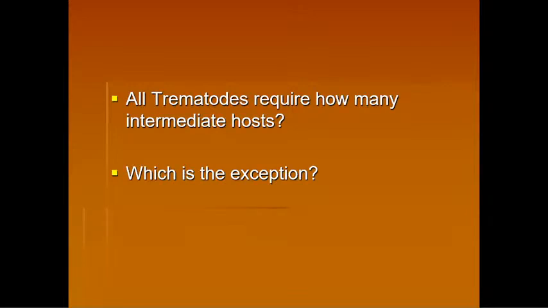Kasi gusto kong maalala nyo siya. Lagi kong dinadagdag: all trematodes require 2 intermediate hosts, except schistosomes. They only need 1. And usually it's a snail. Okay? We'll talk about it later when we discuss the specific life cycles.